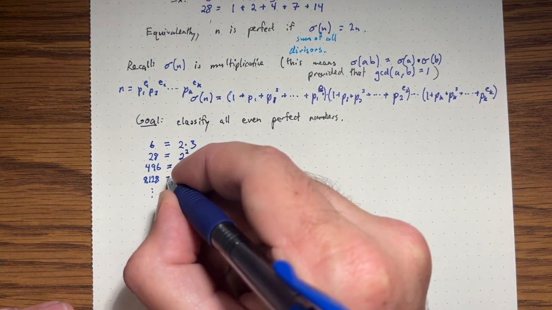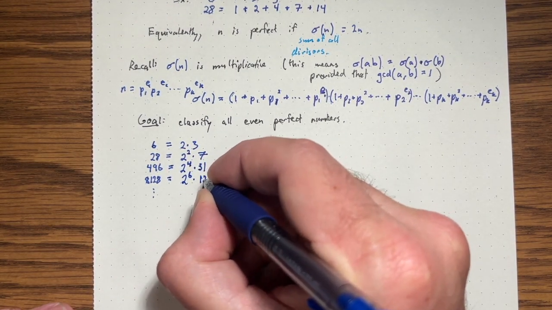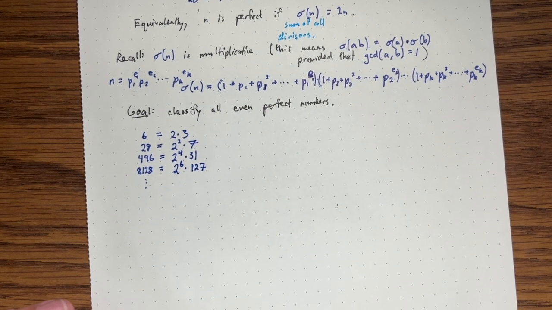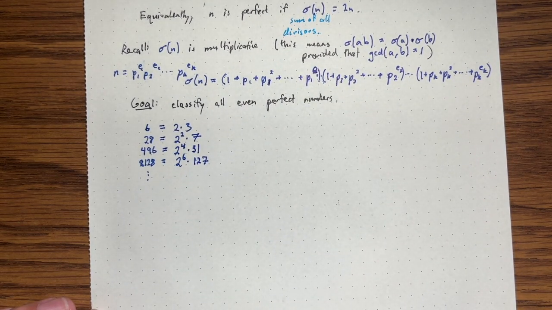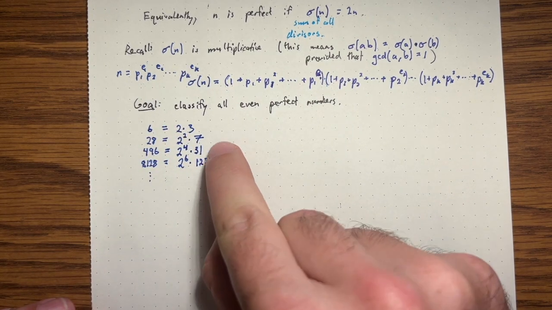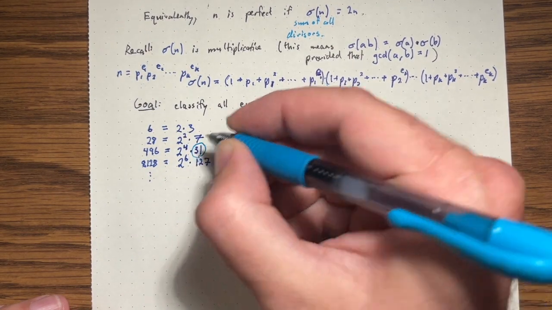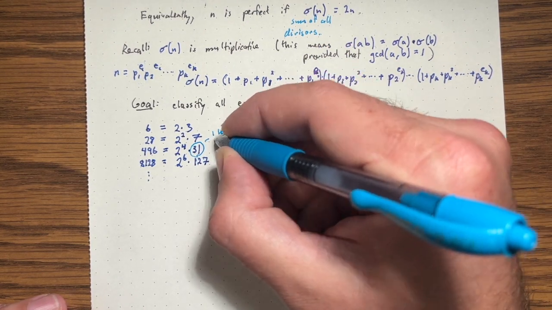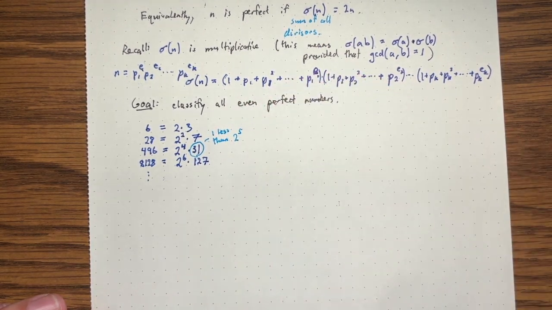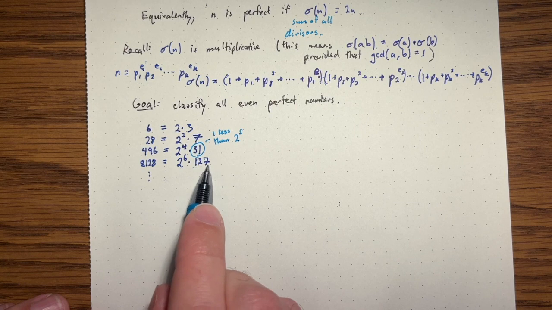Okay, and then this one I did ahead of time. It looks like it's 2 to the 6 times 127. So we are starting to see some patterns already. It looks like there's a power of 2, and there's a prime. These are all primes that are showing up. 127 is a prime. There's more. For example, this 31 here, notice that this is 1 less than a power of 2. It's 1 less than 2 to the 5. And you might notice this 127 is 1 less than 128, which is 2 to the 7.